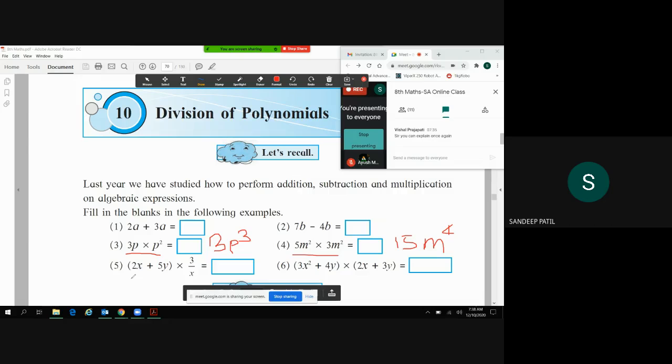Similarly, we can see here, we can directly write this down. Okay, so for 6, can you write down the answer in the chat box? Let me clear drawings. So for this, can you write in the chat box what will be the answer? So you have to carry out the multiplication.